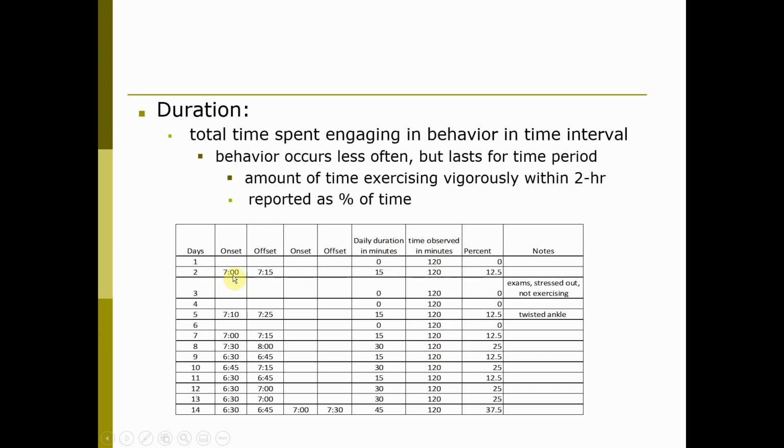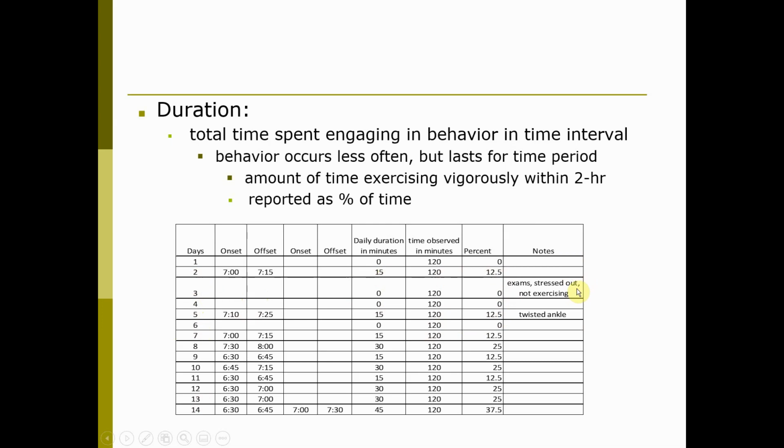On day 2, it looked like onset was at 7 and offset was at 7:15, so about 15 minutes out of 120 minutes, it's about 12.5%. And so you can see this is occurring across 14 days. We have onset and offset times. We have percentages, and then there's a column on the end for putting any kind of notes in there.